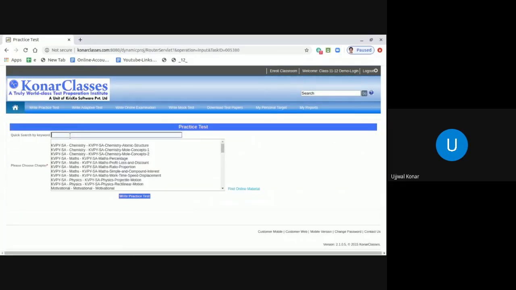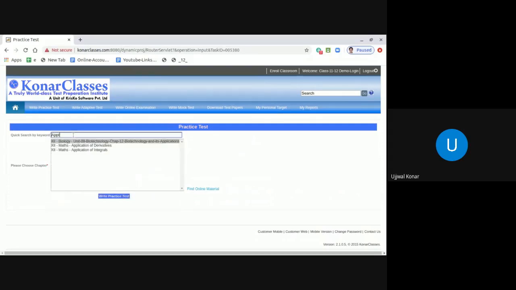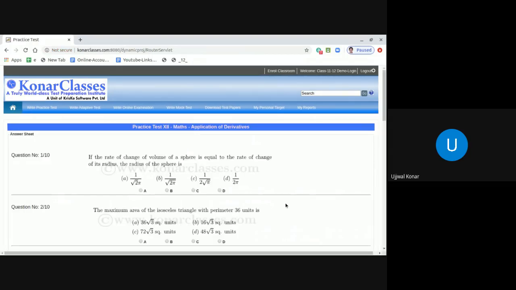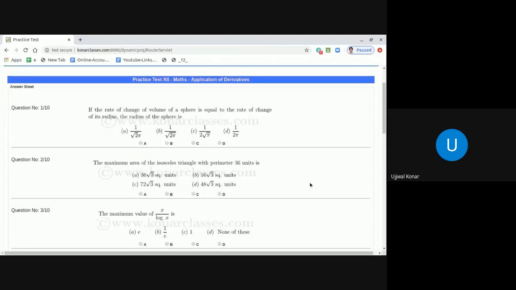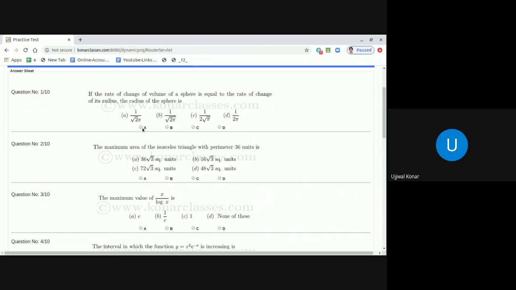After that, what you are going to do, dear students, is write "application of derivative" and then write "practice test". Here you will see good quality questions, up to the level of Karnataka CET, BITSAT, JEE Main, and other state level engineering entrance examinations. So you start answering these questions.